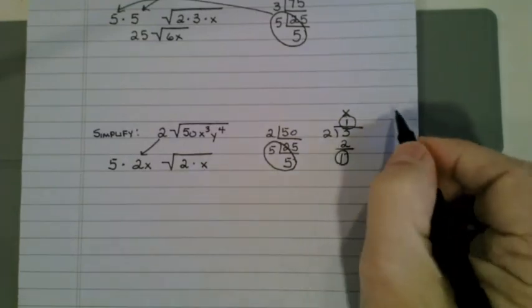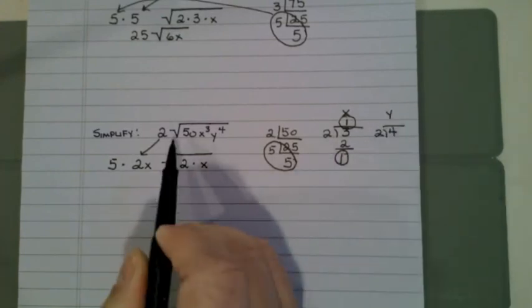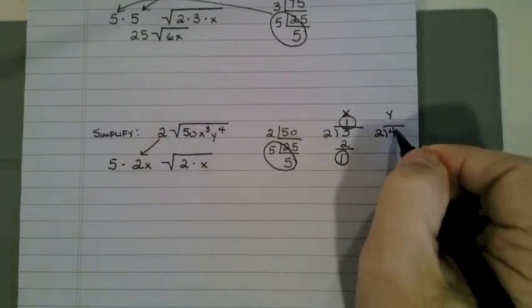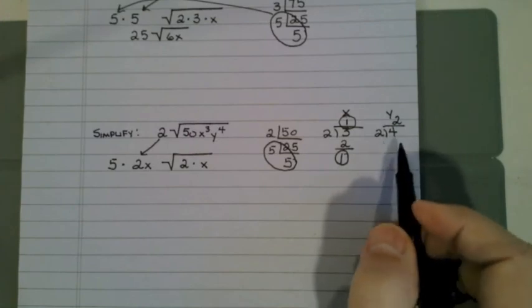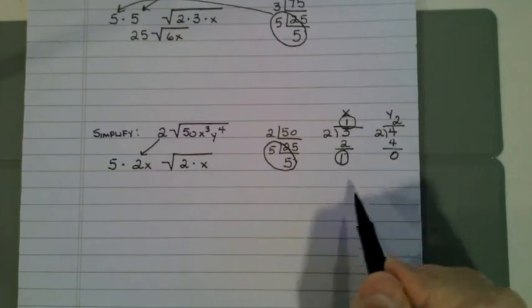So let's try it with the y's. I'm going to take 4 and I'm going to divide it by 2. Why am I dividing it by 2? Because I've got an index of 2 here. 4 divided by 2, or how many times will 2 go into 4? 2 times. 2 times 2 is 4 with 0 left over.